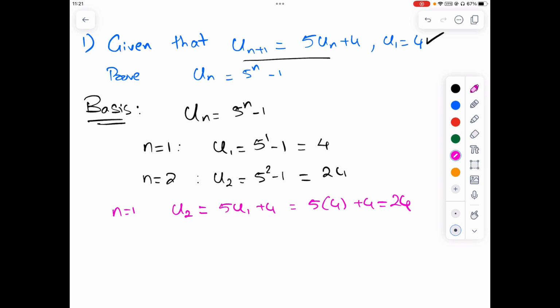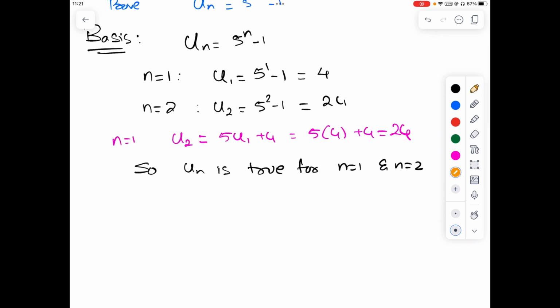So therefore the basis, what we can write out is, u_n is true for n equals 1 and n equals 2. Now what am I going to go for? I am going to go for assumption. What is that assumption? Let us assume that it is true for n equals k. So u_k equals 5 power k minus 1.